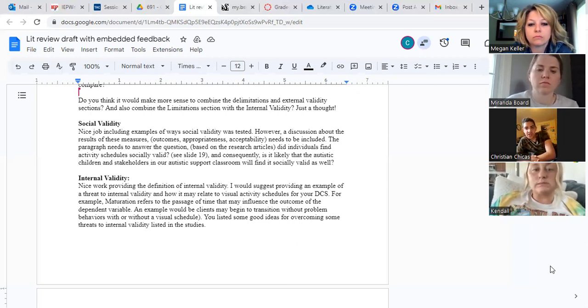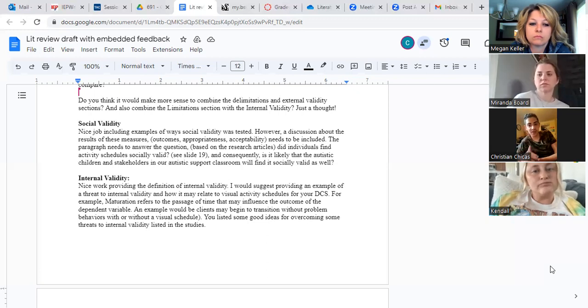They would just suggest providing an example of more threats to internal validity and different ways that internal validity can be threatened, like maturation, over time. How might that factor affect internal validity, or different internal validity threats, external validity.